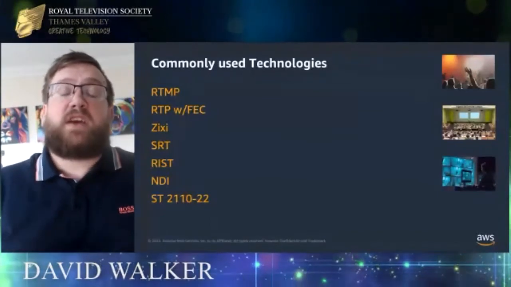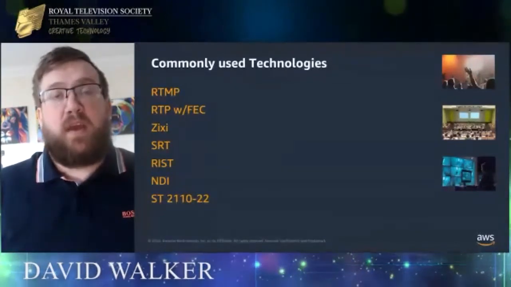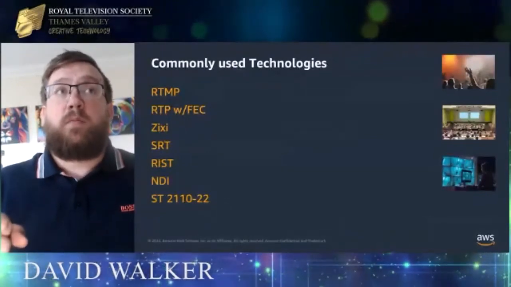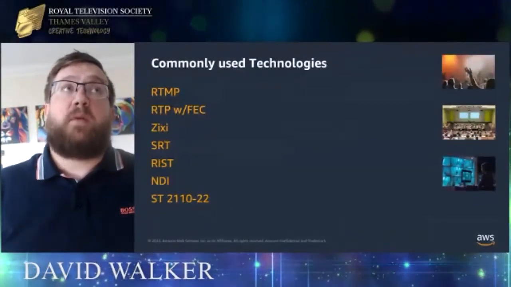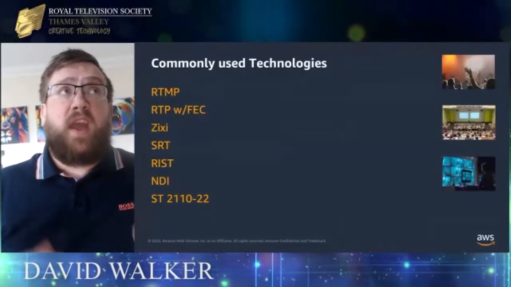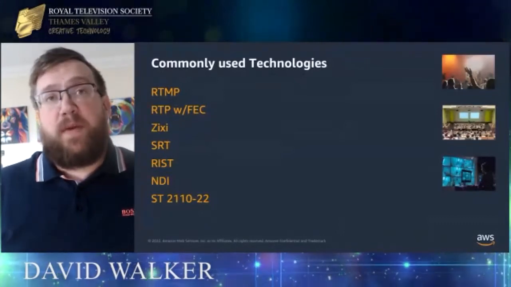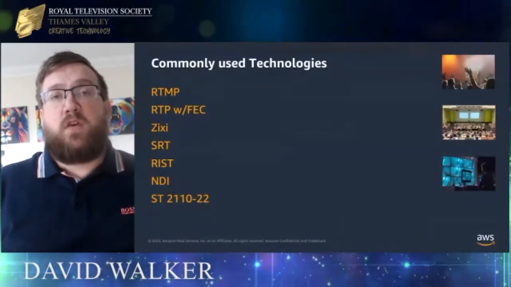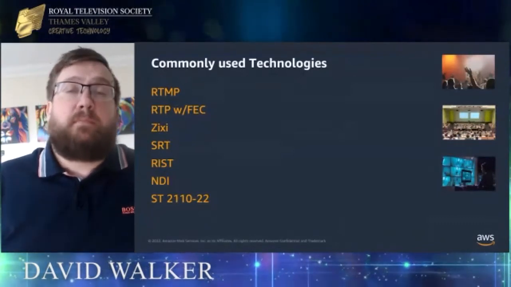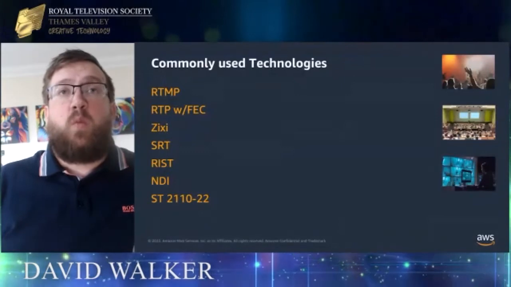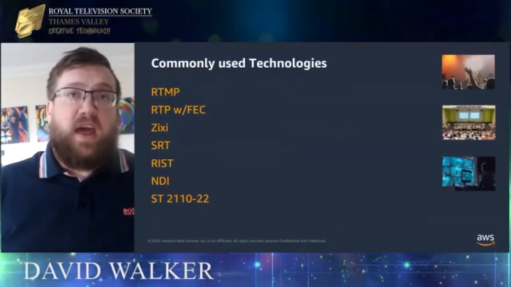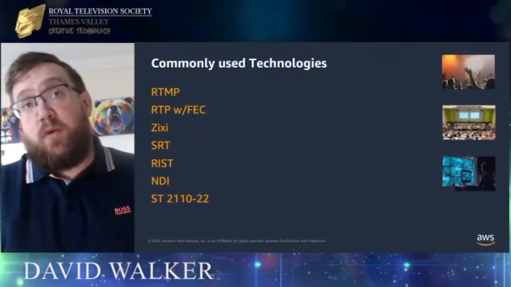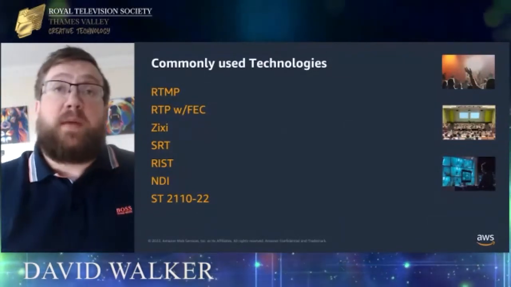It's a fiber connection that eliminates the first mile internet connectivity issues we commonly see, and it comes in speeds of up to 100 gigabits per second depending on your location. So using Direct Connect means that you have a managed connection between site A and the AWS cloud. We can use that on all of these protocols, but some people do use it with RTP.